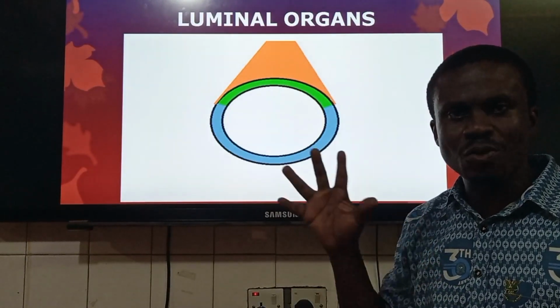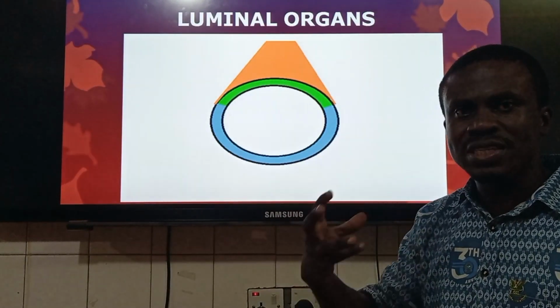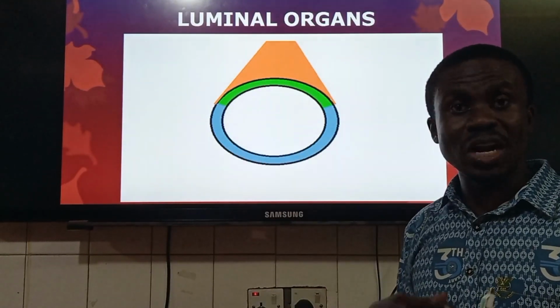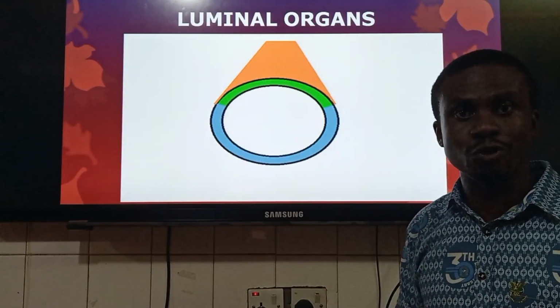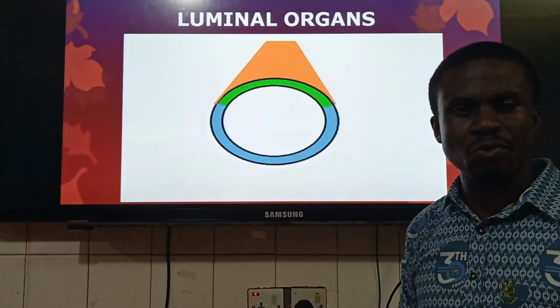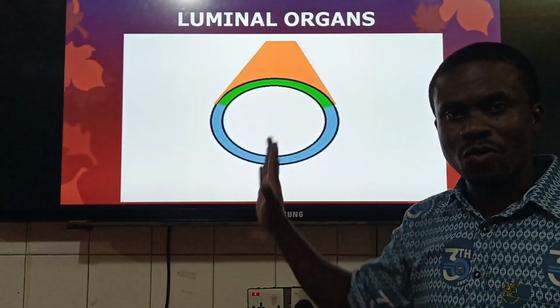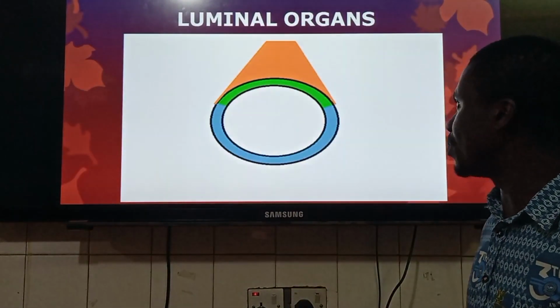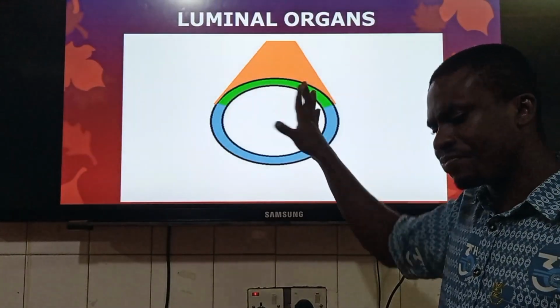And my friends, at the end of this meeting, we will see what the tunics are that form the wall of this organ. Whenever I talk about tunics, we can also call them coats, and sometimes some other authors will write them as layers of these organs. Now I'm going to take you through all these things so that you understand everything about it. So that's the first thing.